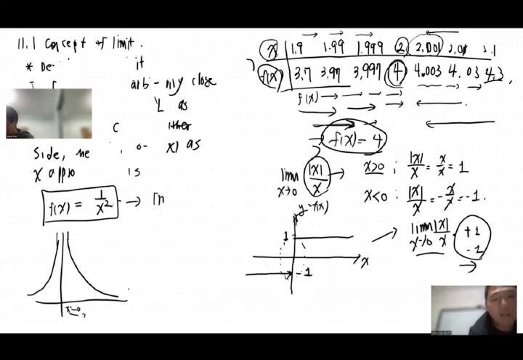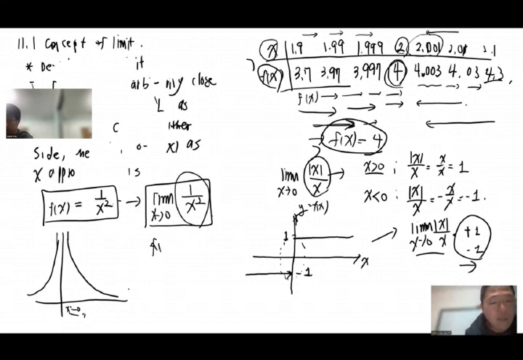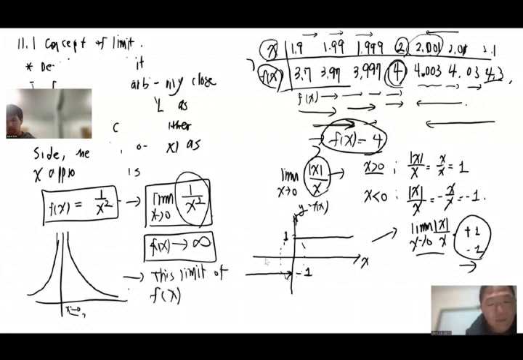So if you take the limit of x goes to 0 of f(x), 1 over x squared, you can see that f(x) goes to infinity. So this limit of function f(x) does not have a solution. All right.